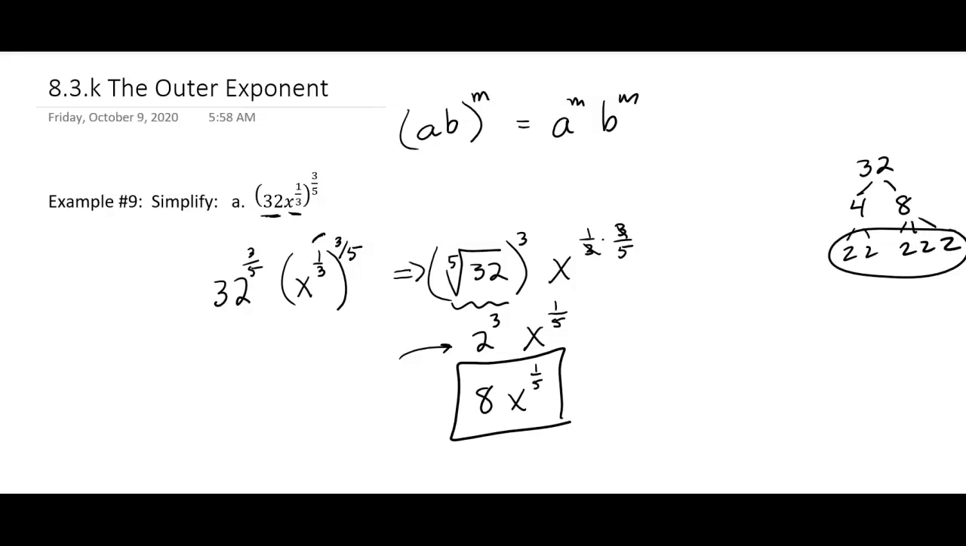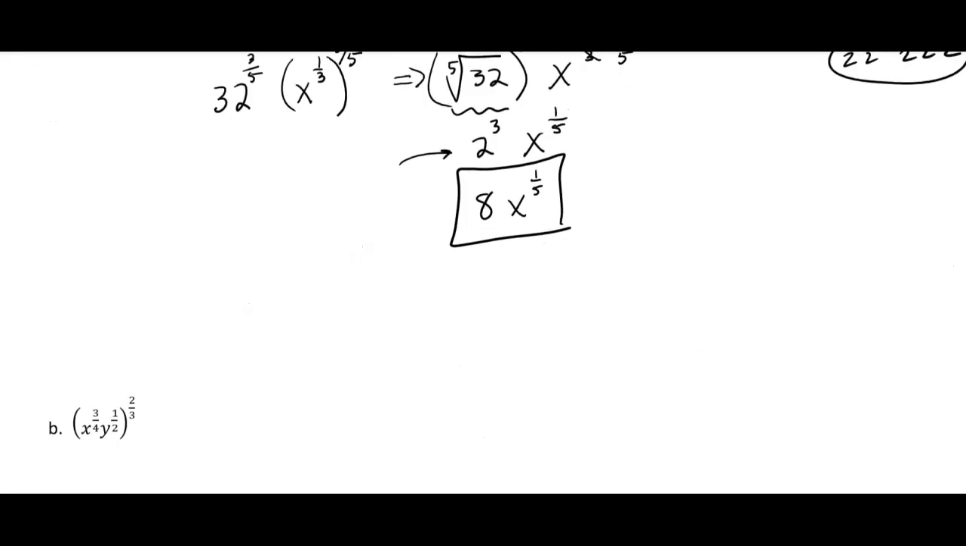Okay, let's do the next problem. Now on this one, in parentheses, we have an x and we have a y as the bases. So it's going to be x to the 3/4 times 2/3, and then it's going to be y to the 1/2 times 2/3. So I'm bringing in that outer exponent and I'm multiplying it times the inner exponents.